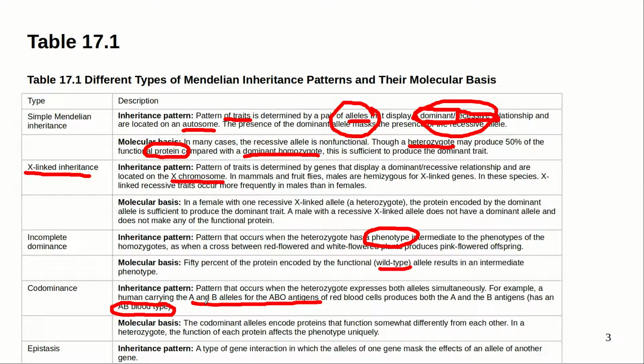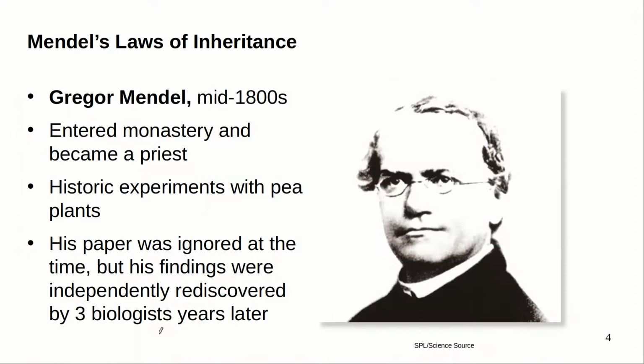That's codominance, more or less, and we'll use blood type as an example of how codominance works. Let's see, epistasis. This is that idea of one gene covering up another. We have a dominant that covers up a recessive, and whenever you have that situation, you say, oh, that's epistasis. All right, now we can go to the next one.